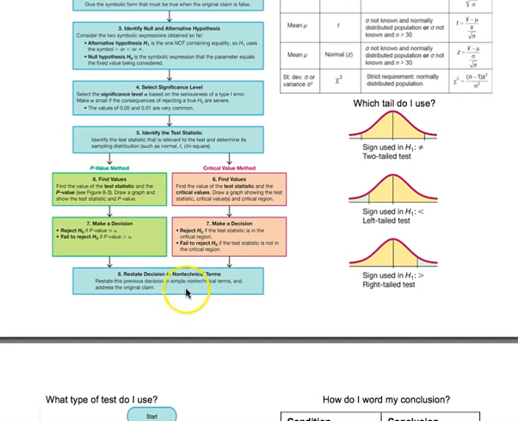Step 8, you'll get really tired of step 8 because you have to write out sentences on step 8. We have to restate our decision in non-technical terms, which still addresses the original claim. So on the back of the notes, I go through how you should word your conclusion. But you basically use the same wording every single time.